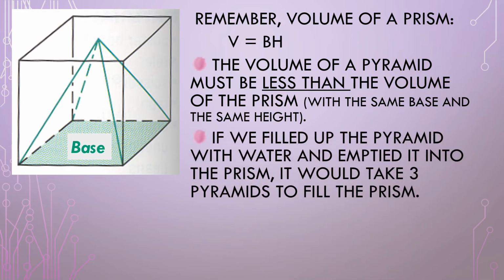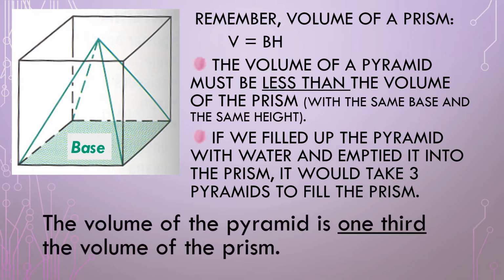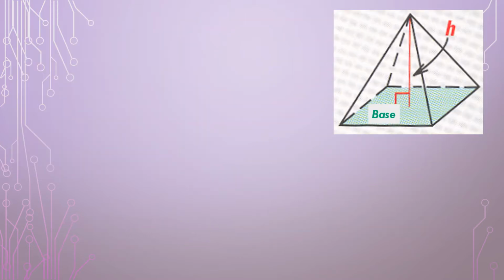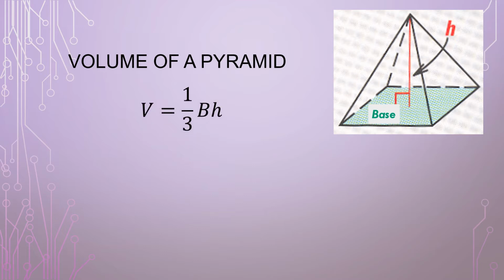So, if we filled up the pyramid with water and emptied it into the prism, it would take 3 pyramids to fill up the whole entire prism. So that being said, the volume of the pyramid is 1/3 the volume of the prism. So when we go to our equation here, that is where the 1/3 comes from. So we have 1/3 times base times height.